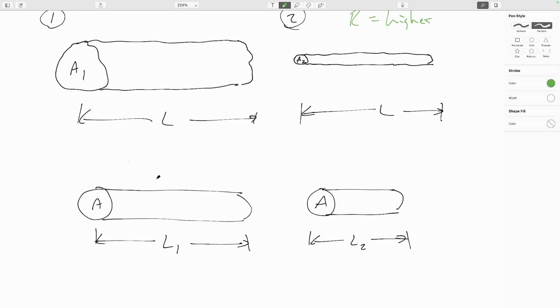Yeah, in this case, it's going to be object number 1. The resistance is going to be higher here, simply because it's a longer pipe that we're going through. So just like you have more viscous drag with a longer pipe when water's flowing through it, same kind of idea here.